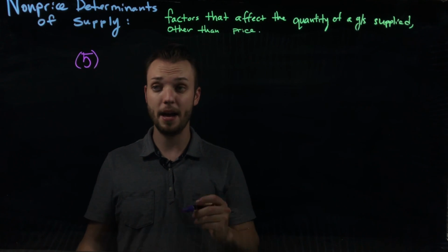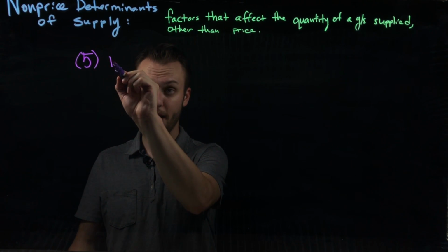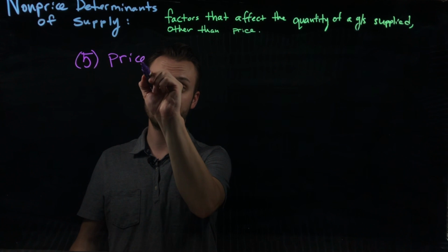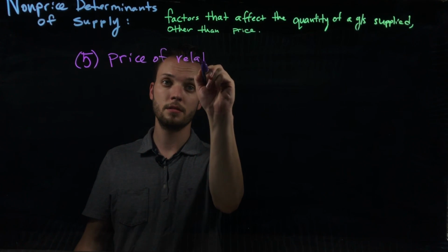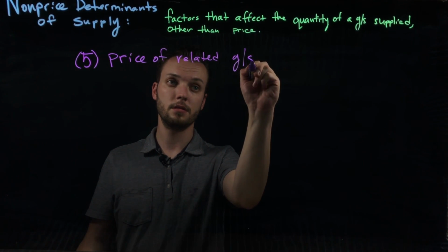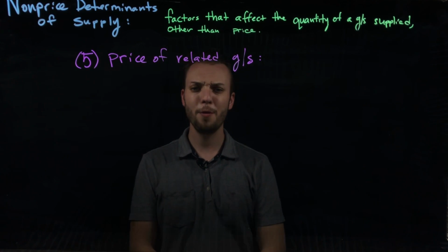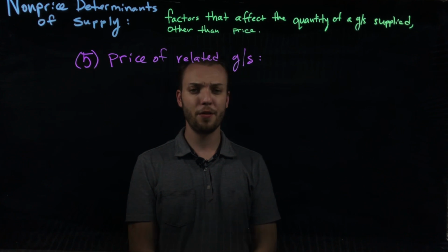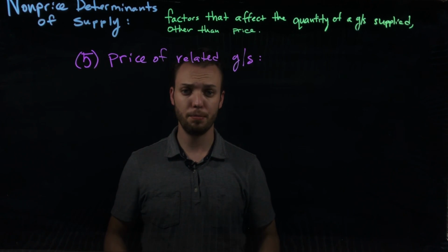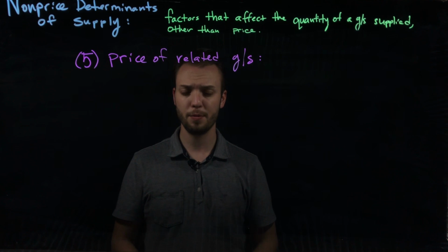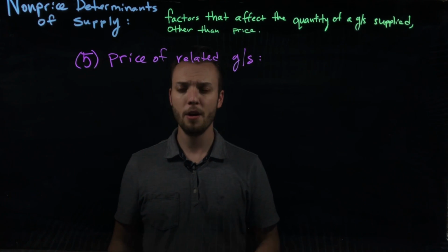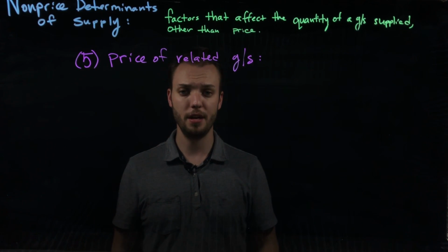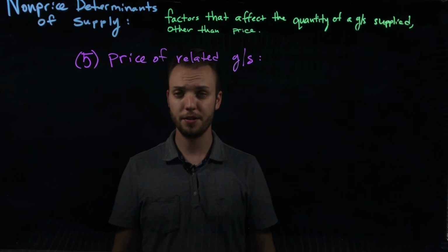So a fifth non-price determinant of supply is similar to one that we discussed as being a non-price determinant of demand, and that is the price of related goods and services. Okay, so why would the price of related goods and services matter? If we're thinking about ourselves as suppliers of a good or service, and we're thinking about the supply decisions that we make, why would we be concerned with the price of related goods and services?